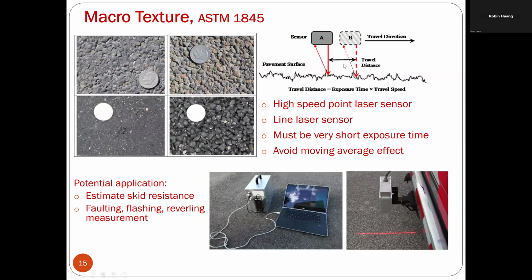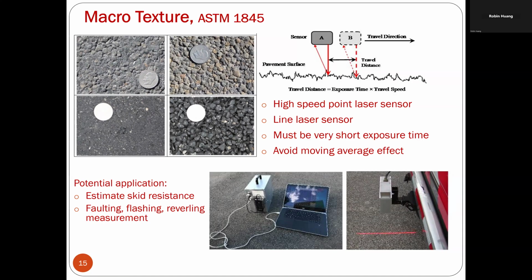The macrotexture. The texture is used to estimate how rough the surface is. People consider whether there is enough roughness, enough texture, to provide good skid resistance to prevent skidding, especially in wet weather conditions.